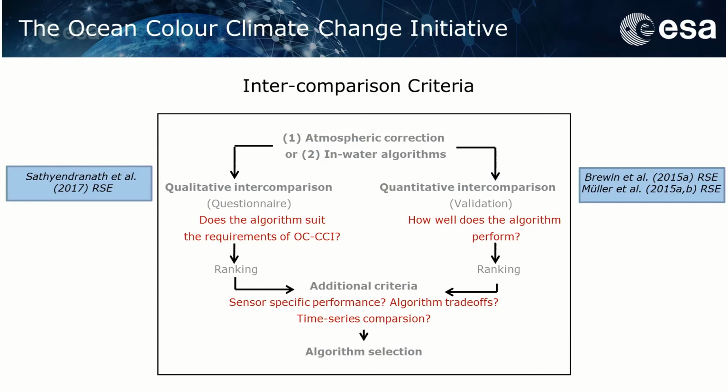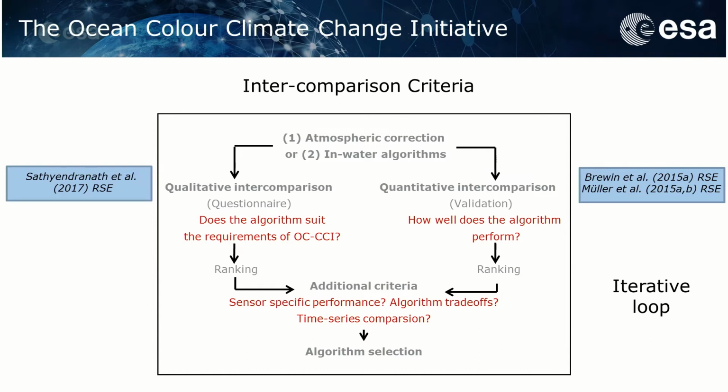So, for instance, do we want to use an algorithm that ties chlorophyll with CDOM, if we know that in a future ocean, CDOM and chlorophyll might decouple, as an example? And then we rank these algorithms. There's some additional considerations about sensor-specific performance, comparisons with time series and so forth, and make our algorithm selection.